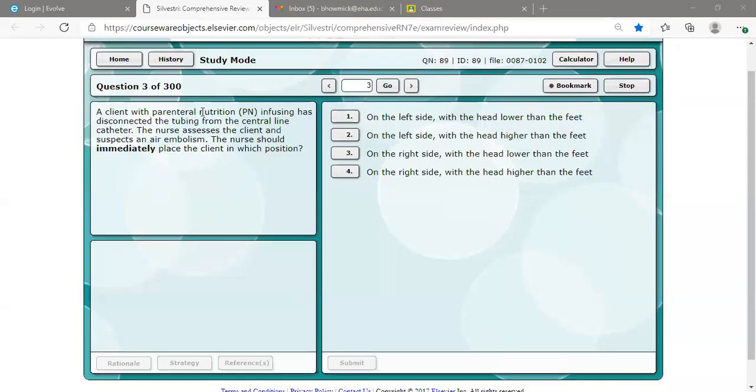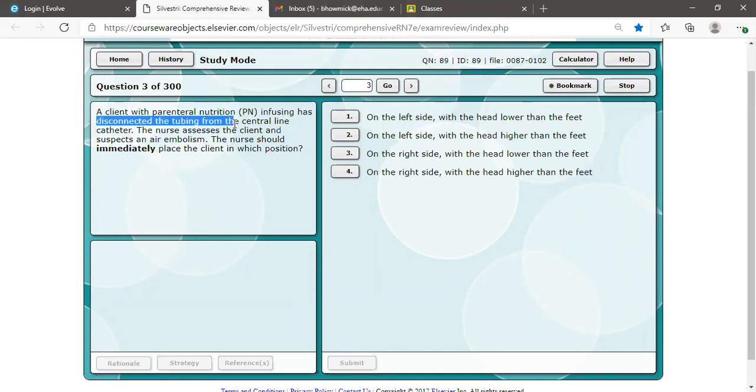A client with parenteral nutrition infusing has the tubing disconnected from the central line catheter. The nurse assesses the client and suspects an air embolism. The nurse should immediately place the client in which position? Very common, right? So a patient with a central line, parenteral nutrition infusion, has the tubing disconnected. So when disconnecting, what should we do first?